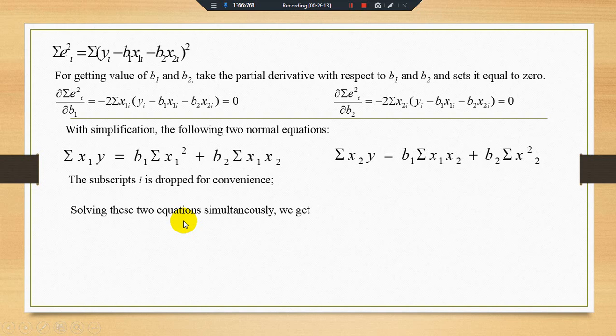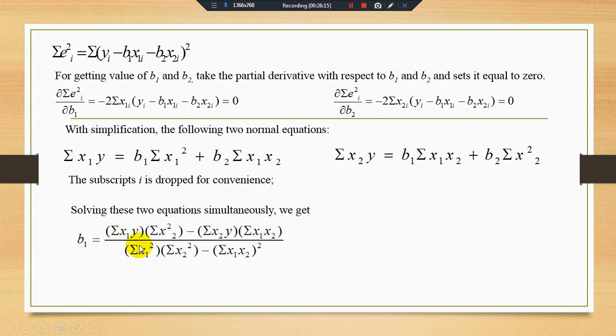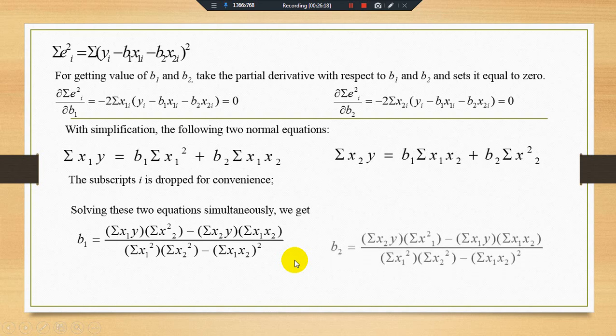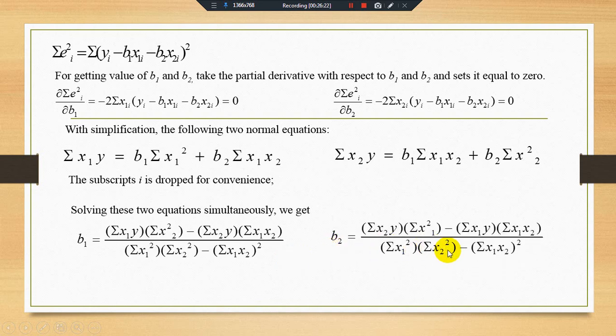And now you can remove the subscript i for your convenience, and you can solve these two equations with the help of the simultaneous process, and you get b1 is equal to this outcome, and you get b2 is equal to this outcome, and you get the formula for A is equal to y bar minus b1 x1 bar minus b2 x2 bar. Now you have estimated b1, b2 and A. Now your estimated regression equation becomes y hat is equal to A plus b1 x1 plus b2 x2.